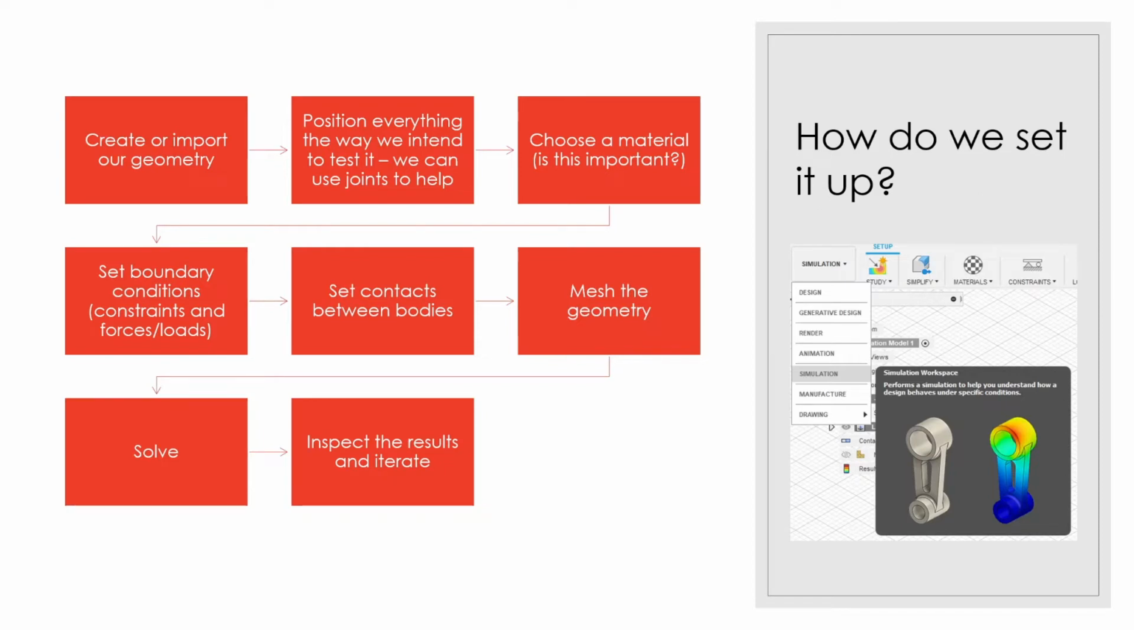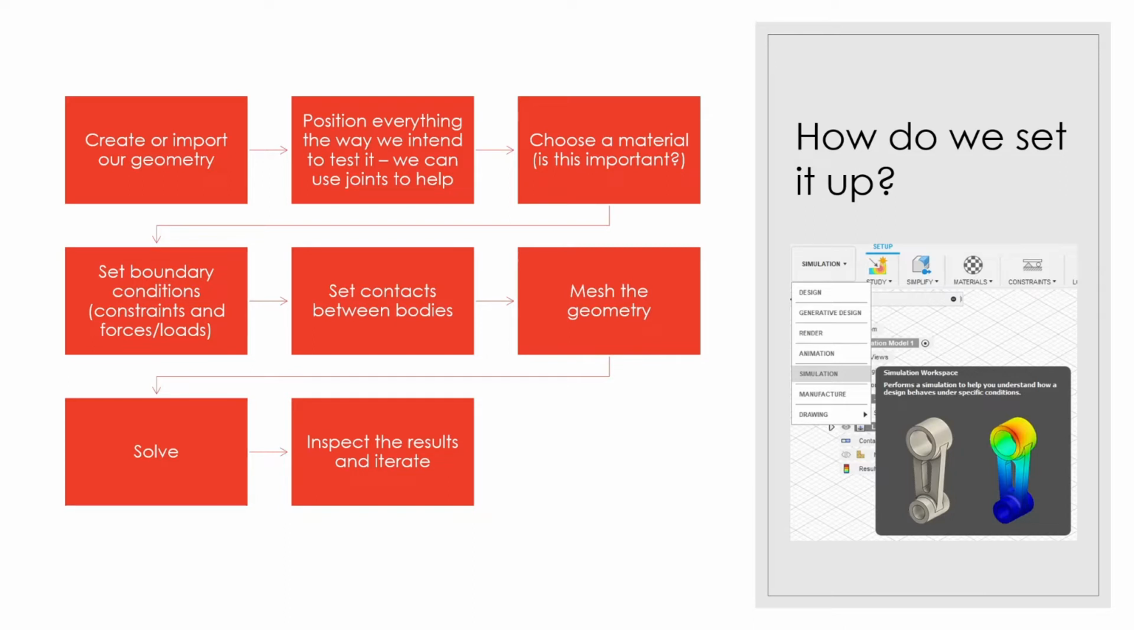Position everything the way that you want it to be when you're testing it. You can use joints to help you position everything correctly. We've probably gone through this before, and you're probably quite familiar with how joints work. Choose a material, like I just mentioned. It's not always important. For this example, I'm just going to use steel because it's very common.